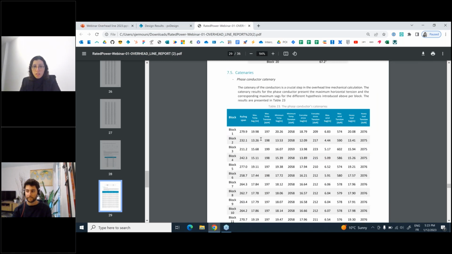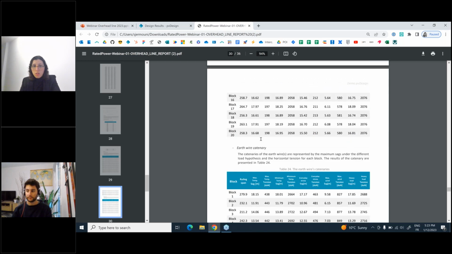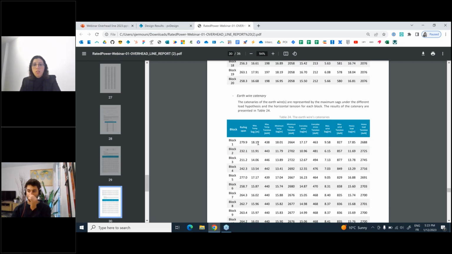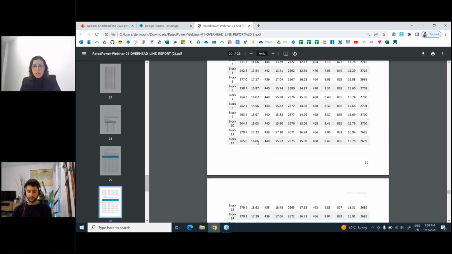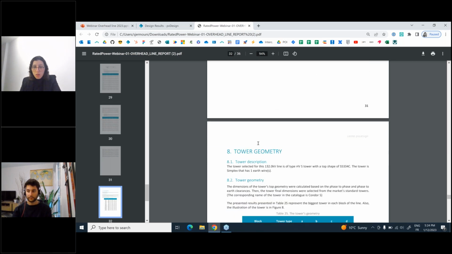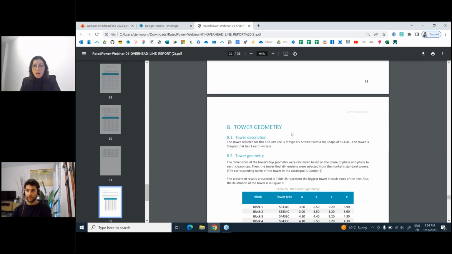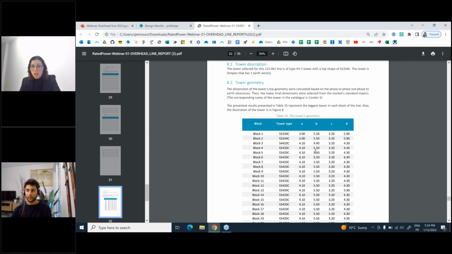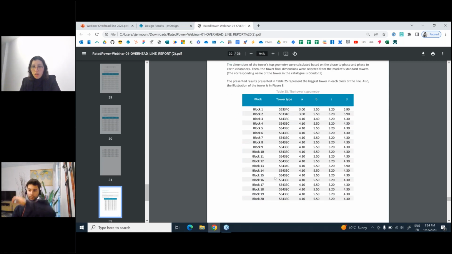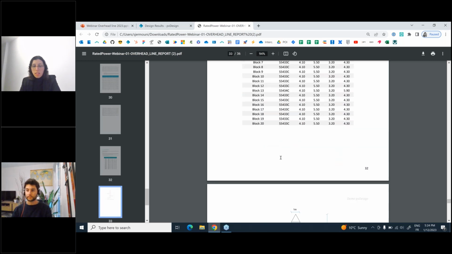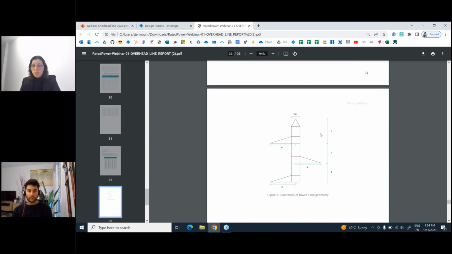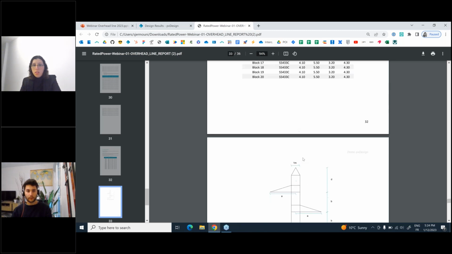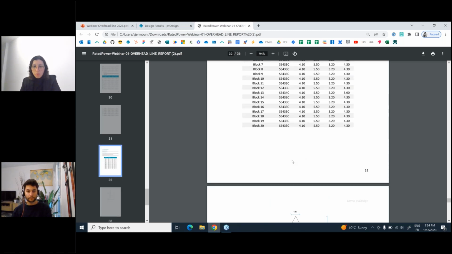You will find it for the phase conductor, and you also will find the results for the earth wire catenary. And finally, the tower geometry, where you're going to have the dimensions of each tower per block. As you can see here, these towers are standardized as well, and you can find an illustration of the different dimensions and what they represent from the table.